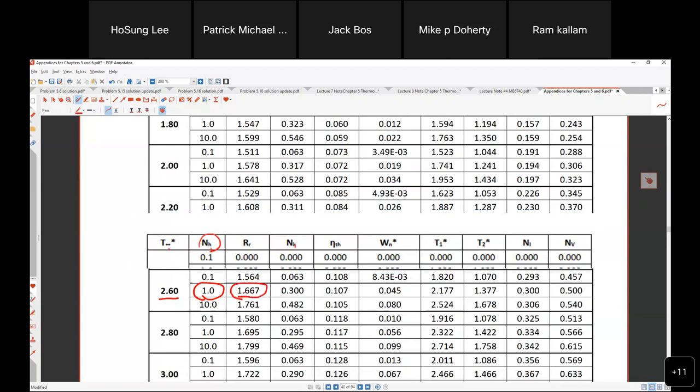R is 1.6. Do you remember? So this is the exact value. We just look at the graph. Do you remember RL of R 1.6? Say yes. Close. And then NK is 0.3. Efficiency 0.1. Power 0.45. Temperature 2.1, T2 1.3, NI and NV. This is the optimum for this. Optimum. Amazing. I just tabled it for you. Do you see that? So, okay.